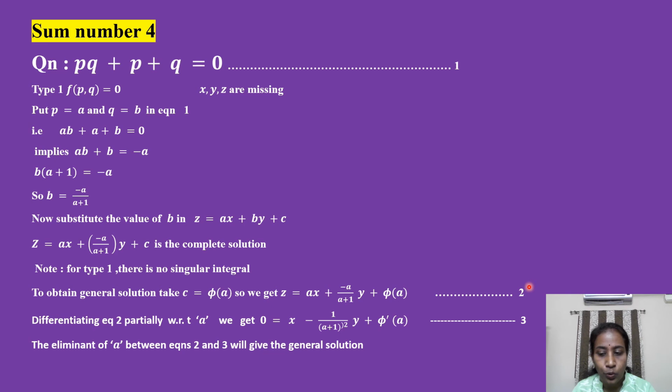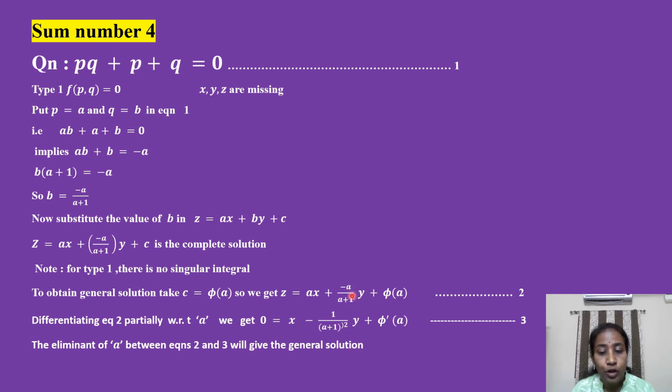Now this equation 2 is going to be differentiated with respect to a partially. So I get 0 here in the place of z because z is treated as a constant when I differentiate it partially with respect to a. So when I differentiate a constant, it becomes 0. So it becomes 0 in this place. Then I'm going to differentiate partially this ax and I get x. And then the next term is minus a by a plus 1 into y. So y is treated as constant. So y I keep it aside and differentiate only minus a by a plus 1.